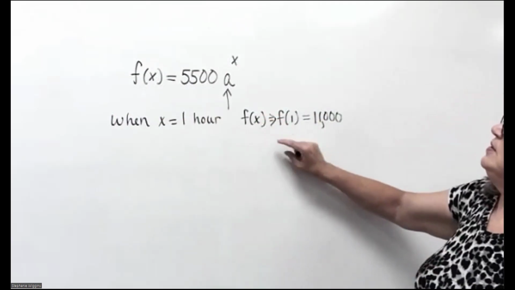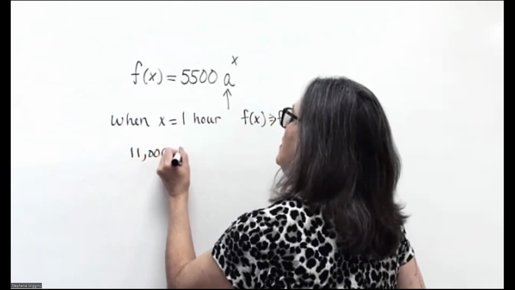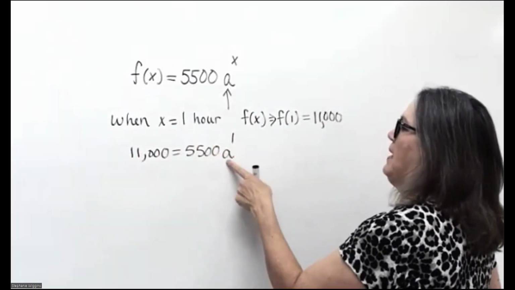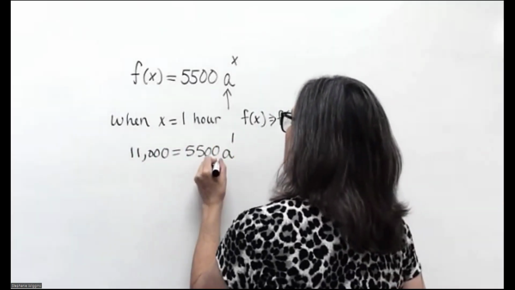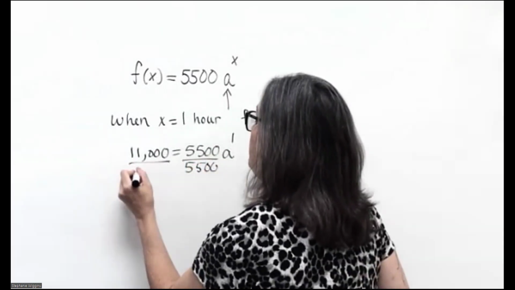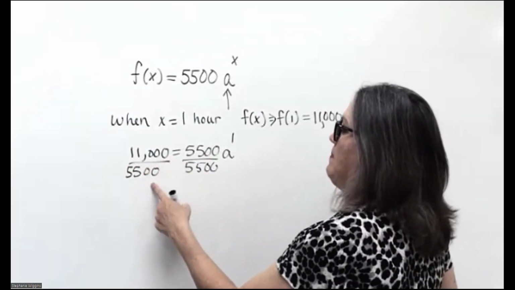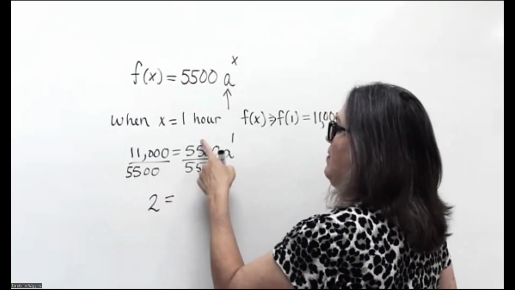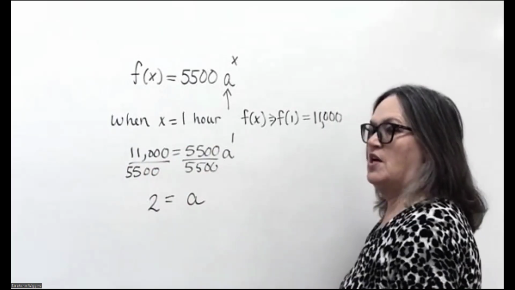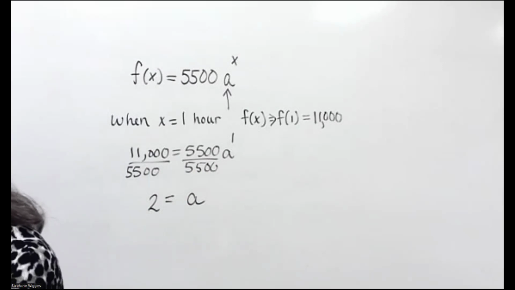So that means that 11,000 is equal to 5,500 a to the power of 1. But a to the power of 1 is just a. And if we divide both sides by 5,500, we're going to get 11,000 divided by 5,500 is 2. This is 1, and that's just a to the 1 is a. So a equals 2. So now we found a.